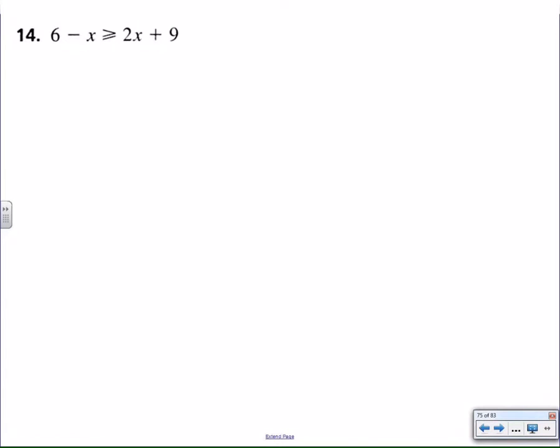Hello, today's going to be a brief video lesson about solving linear inequalities. This is just like how we would solve a system of linear equations, except instead of looking for when they're equal, we're looking for when one has larger values than the other.